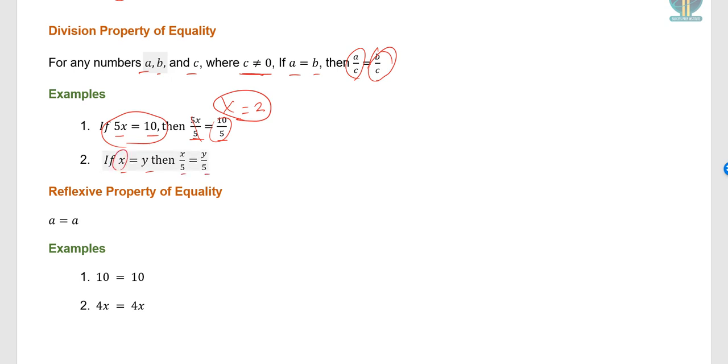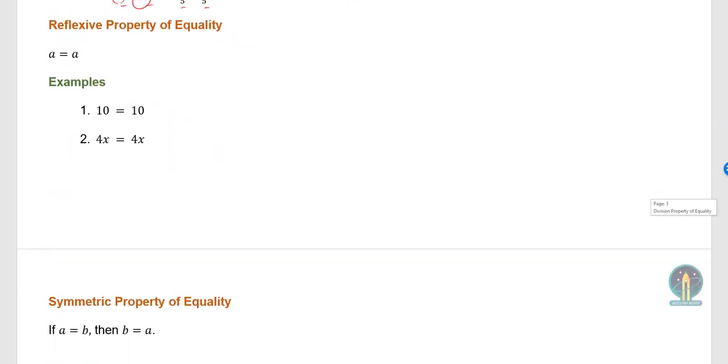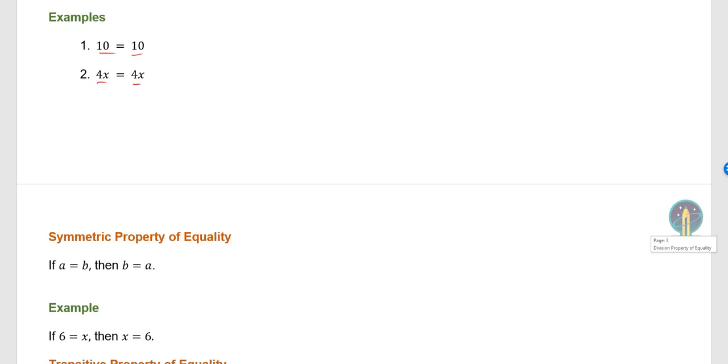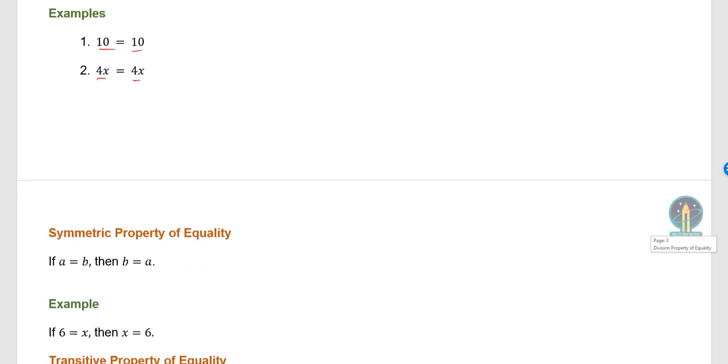Just simply dividing both sides by 5. The reflexive property of equality. Now this one looks very common sense and very straightforward, to the point of almost looking trivial, but it's not. Sometimes you have to realize that something is equal to itself: 10 is equal to 10, 4x is equal to 4x. Again, it is something you have to be mindful of when solving equalities or equations.